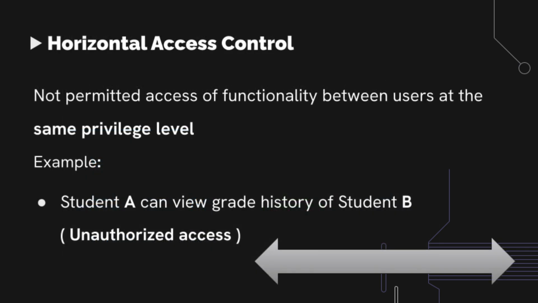Horizontal access control deals with access between users who have the same role or privileges. For example, two users with a student role in an application. Technically, each student should be able to access their own data, not another student's data. But if student A can get unauthorized access to student B's records by exploiting some vulnerability in the system, then it's a horizontal access control vulnerability, as the unauthorized access happens between two users of the same role or privilege level.